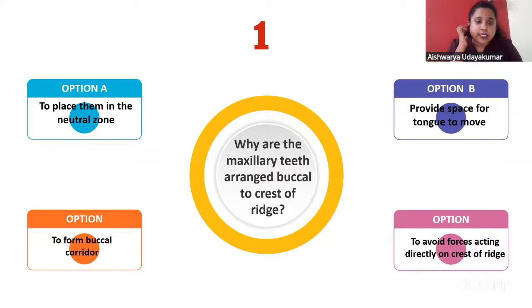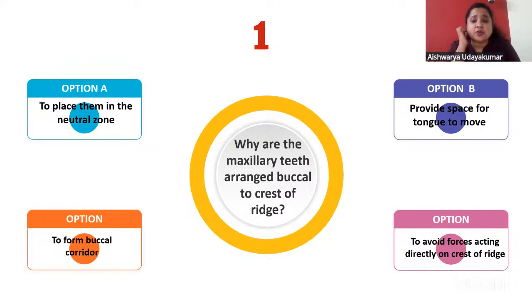Now, what you should take care of is to avoid the definitely wrong ones. Leave the first one, and let's see option C, to form the buccal corridor. What is the buccal corridor? Those are the spaces formed when a patient talks or smiles, at the angle of the mouth. If we set our teeth a little more buccally, when a patient smiles you see two dark, black holes present there. When we place the teeth too much buccally, the buccal corridor won't be formed. So definitely that is not an option.